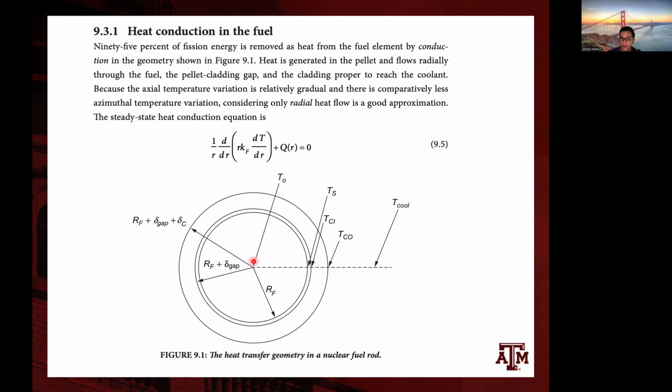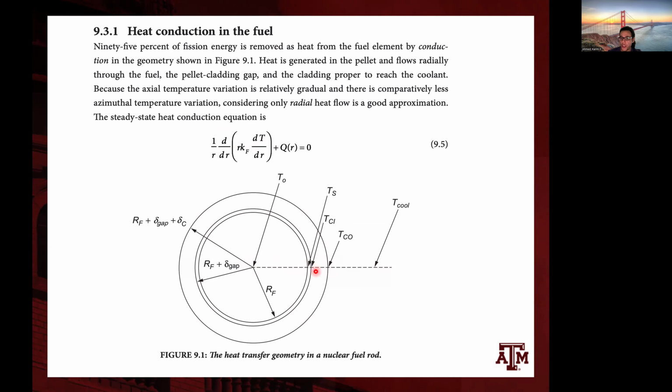The problem itself involves different modes of heat transfer. There is heat conduction inside the fuel, and there is usually some gap between the fuel pellet and the cladding at the beginning of life in the reactor. That's to allow some room for swelling, because we know under irradiation they swell.